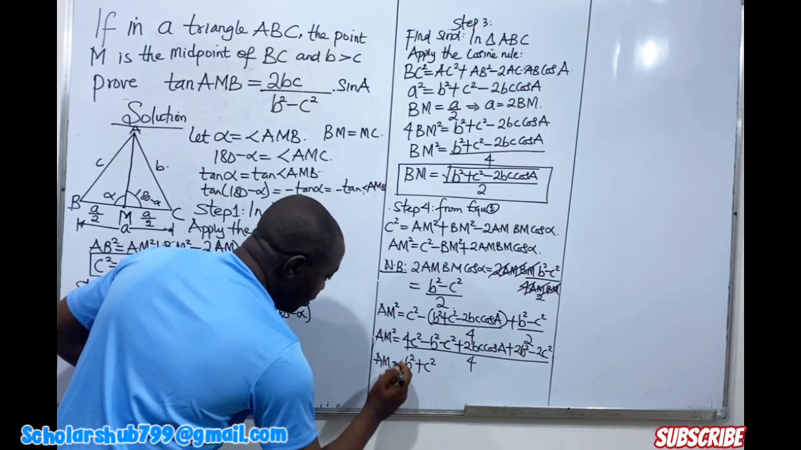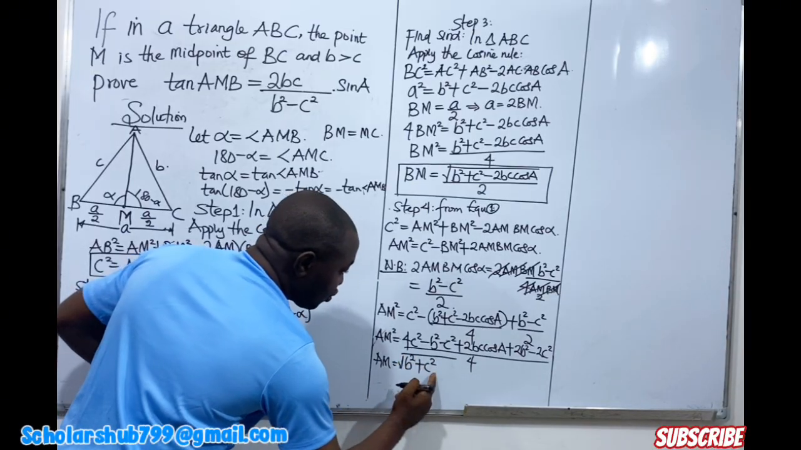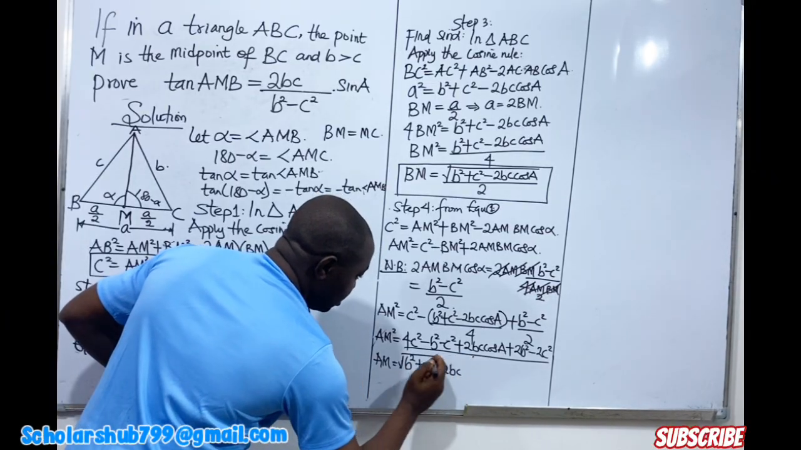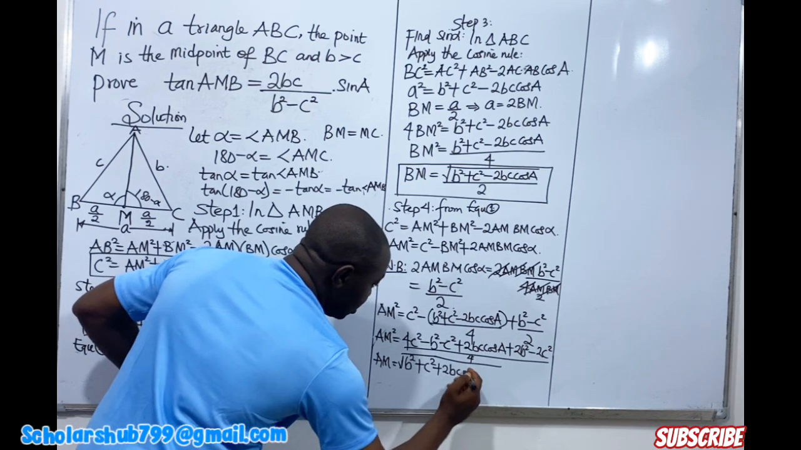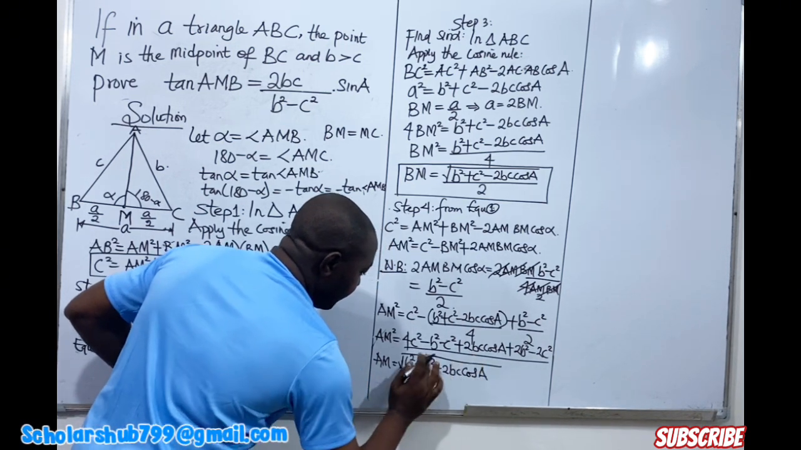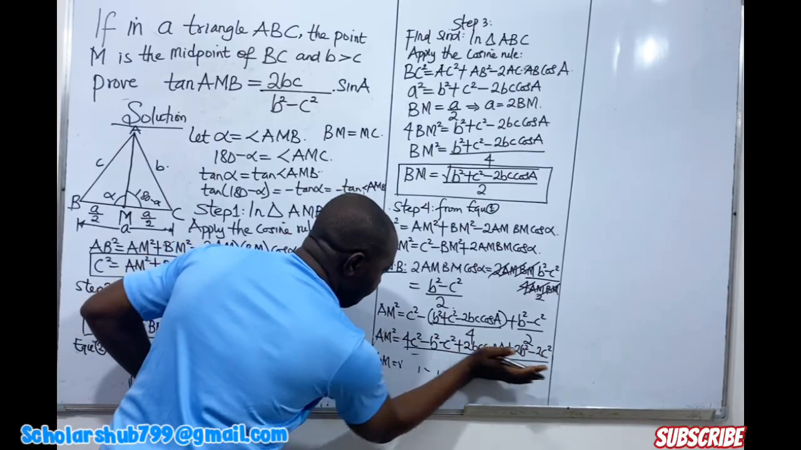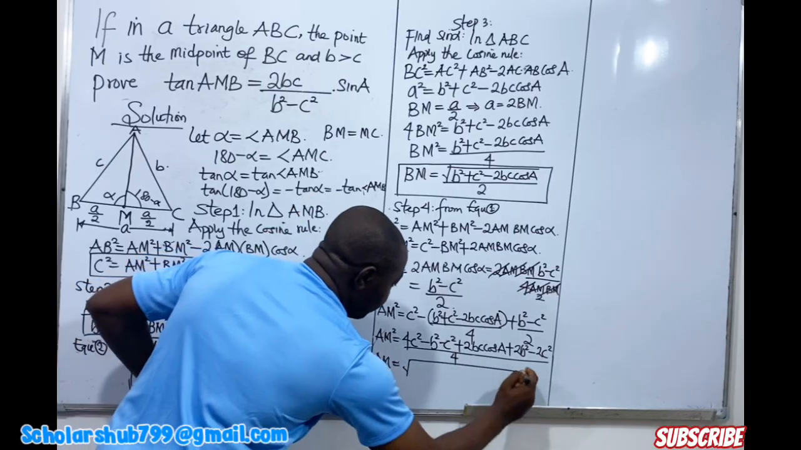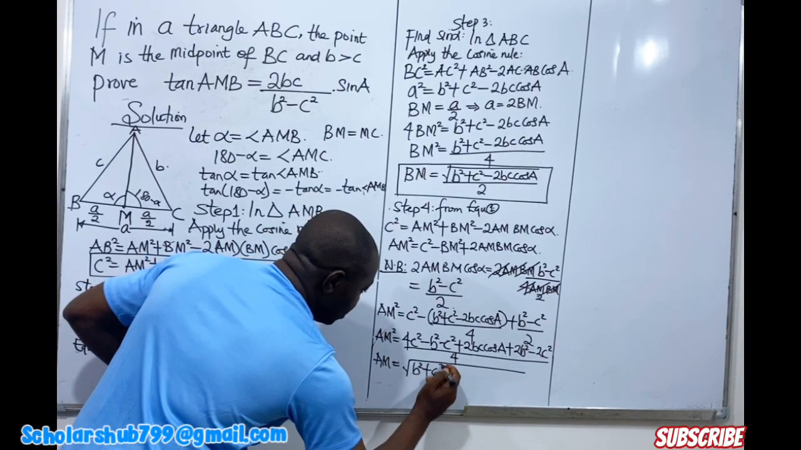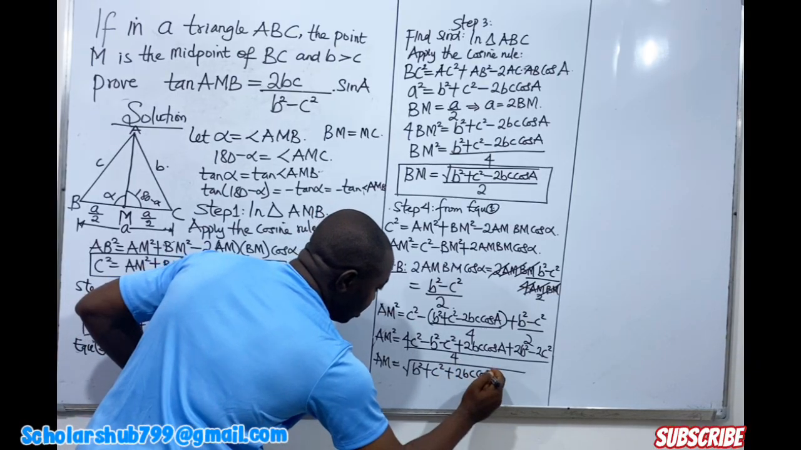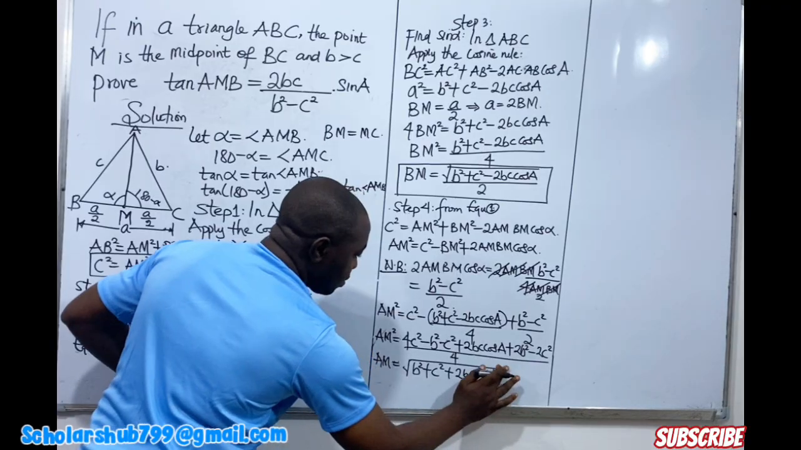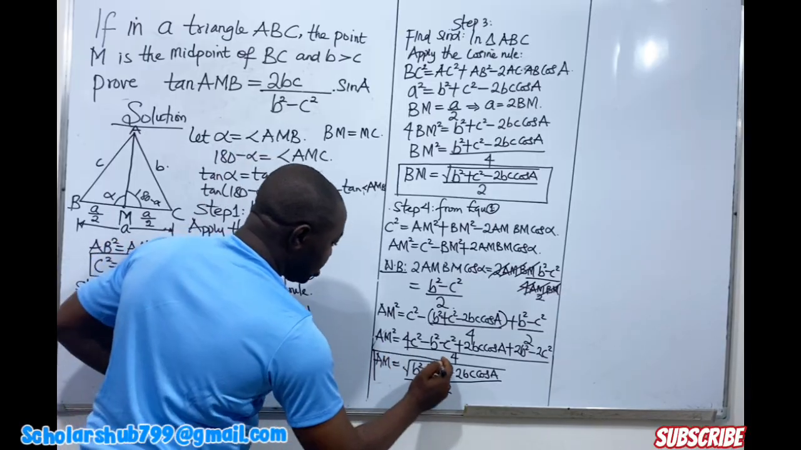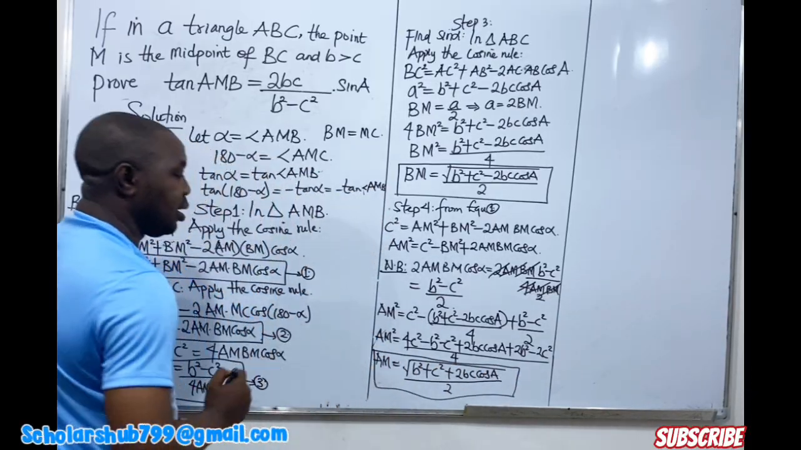Let's take the square root. Square root of b squared plus c squared plus 2bc cos A, this is divided by 4. So this will be the square root of b squared plus c squared plus 2bc cos A, divided by, so the square root of 4 is 2. So this is the expression for AM.